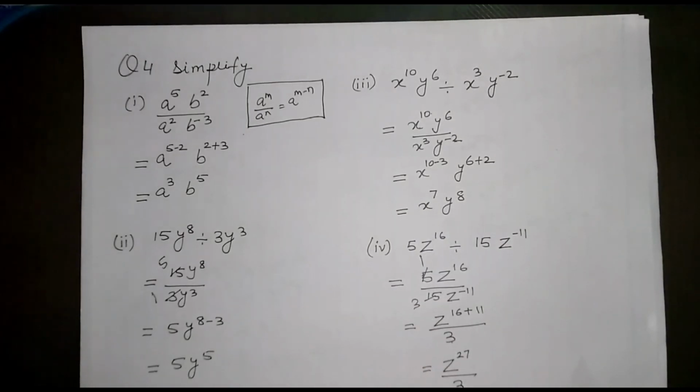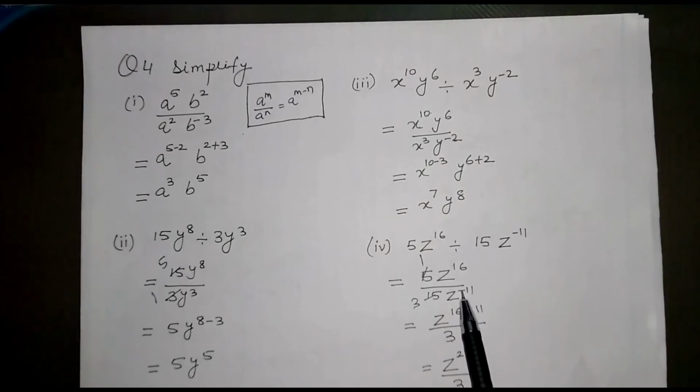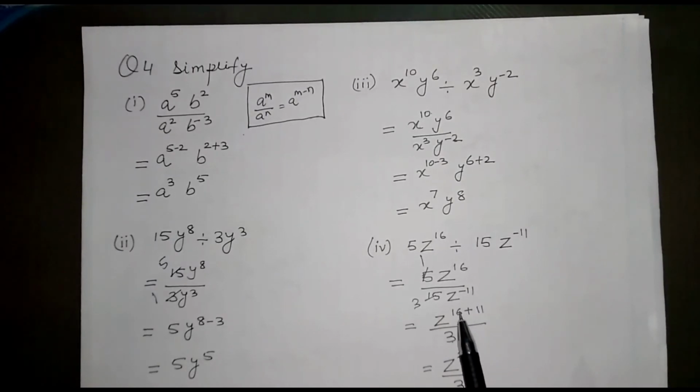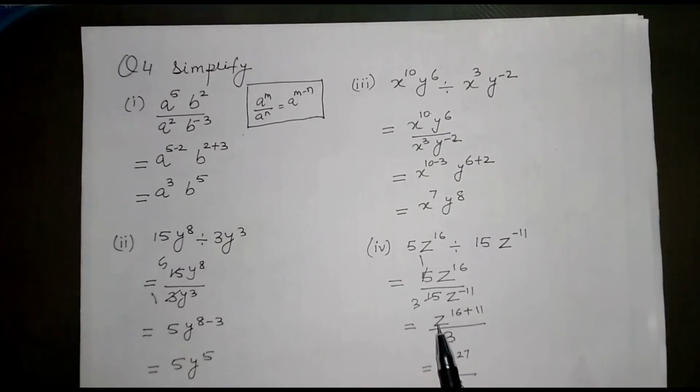In fourth sum, we write it in the denominator, cancel these numbers, we have 1, 5 ones are 5, 3s are here. When we take this z raised to minus 11 in the numerator, the power gets added. Because this is minus, it will become plus when we take it up. So 16 plus 11 is 27. We have answer z raised to 27 by 3.